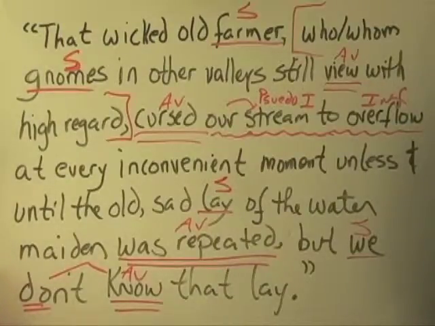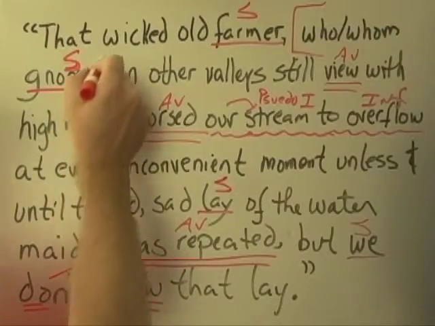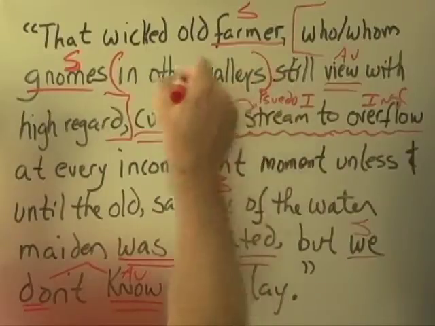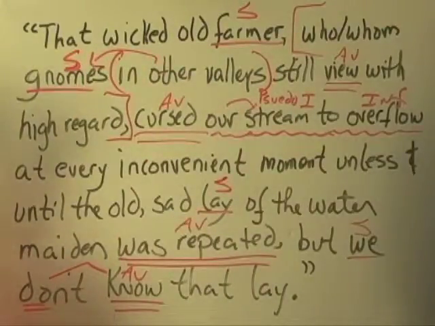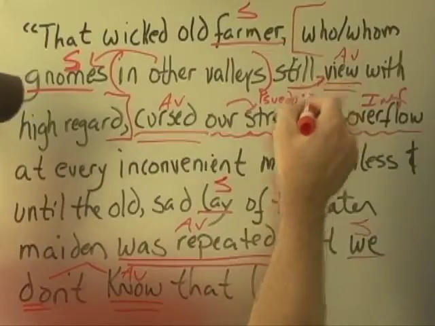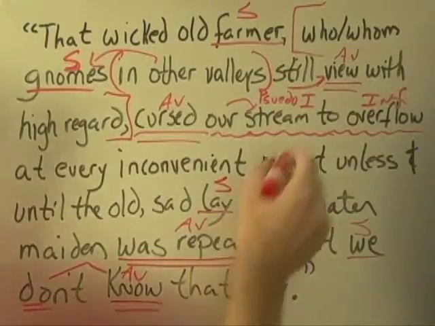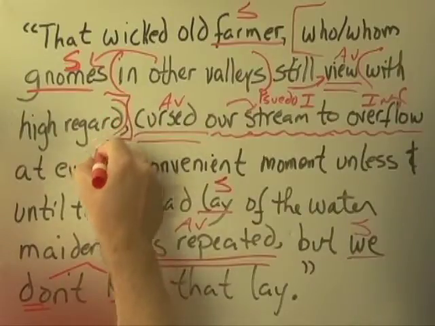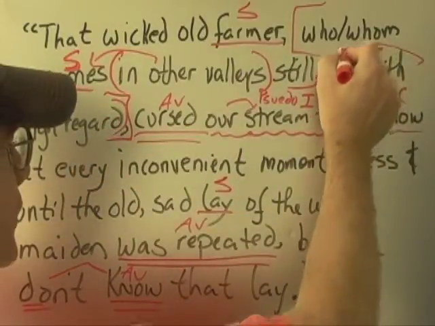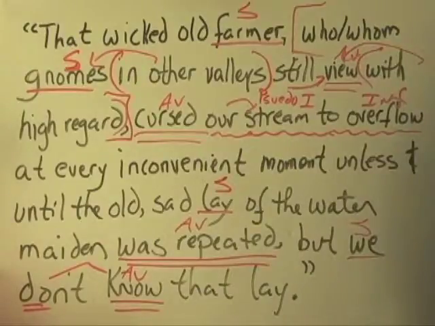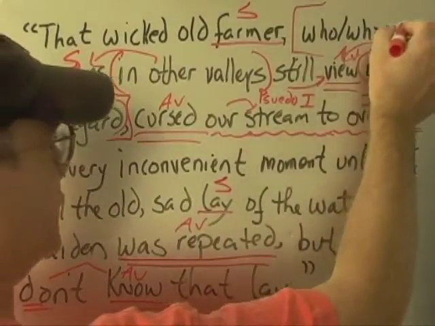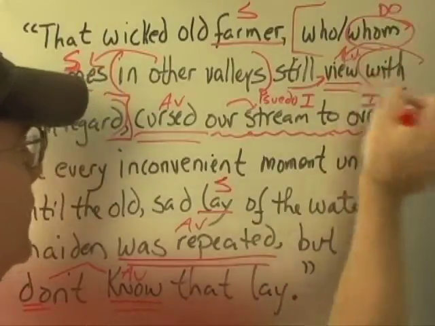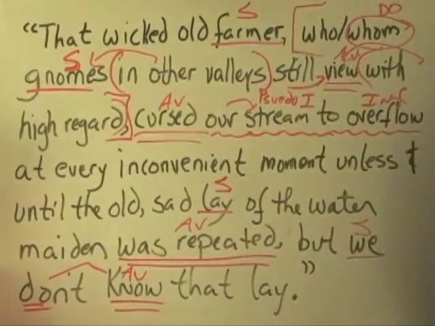All right, well, let's take a look at this dependent clause, this relative clause. Gnomes in other valleys. There's a prepositional phrase. That's pretty clearly describing where the gnomes are. The gnomes still view, still is adverbial, describing the verb. How they view? With high regard. Here's another prepositional phrase modifying that verb. Gnomes still view whom or what? This is the direct object of view in this relative clause.